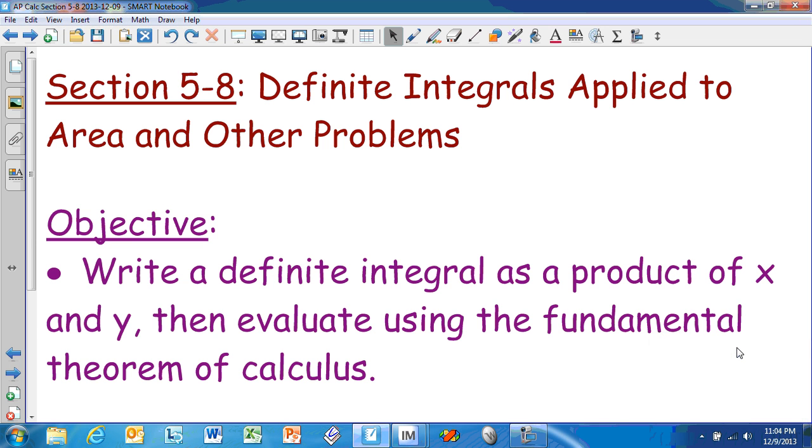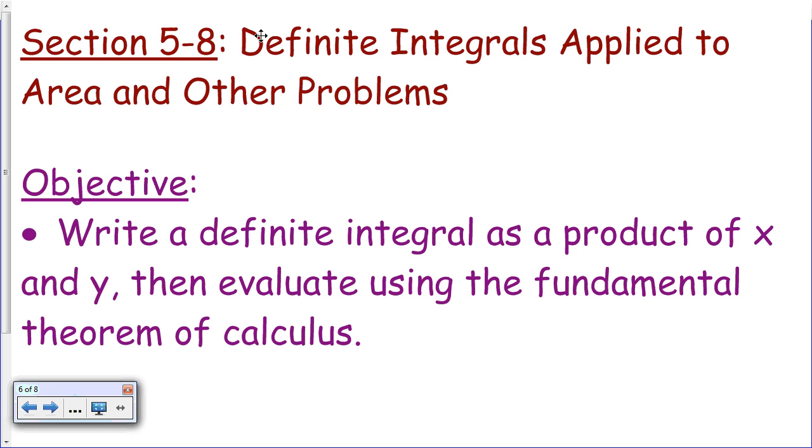All right, section 5-8 is on definite integrals applied to area and other problems. And the objective, recall, is to write a definite integral as a product of x and y, and then evaluate using the fundamental theorem of calculus. And so you've seen the technique.